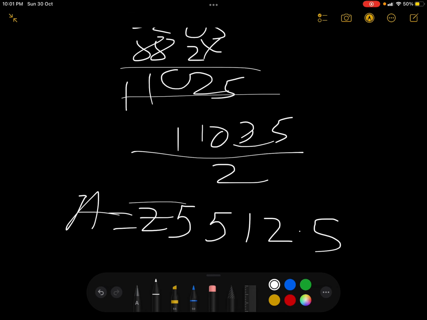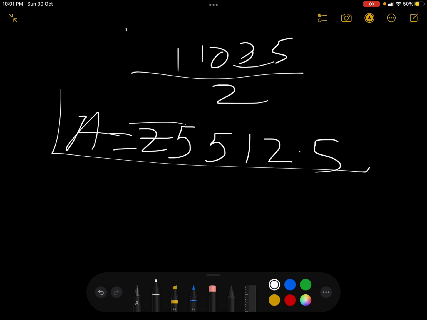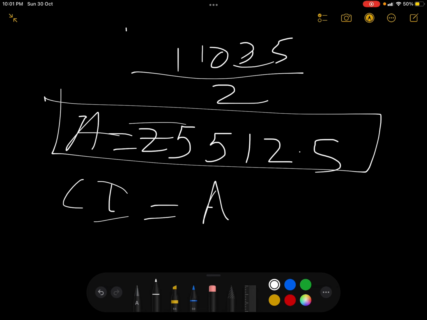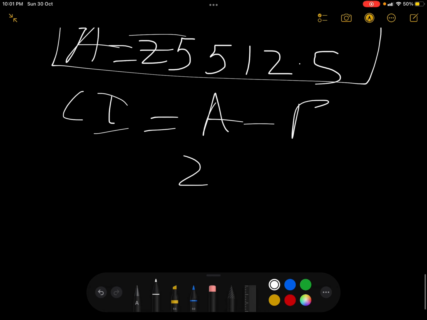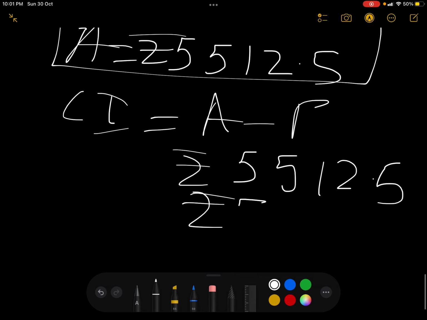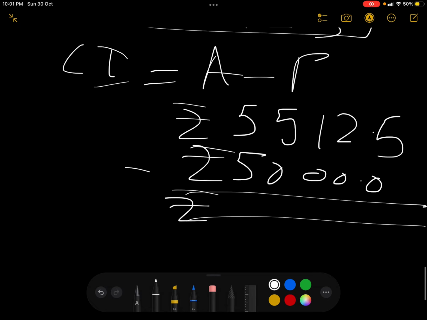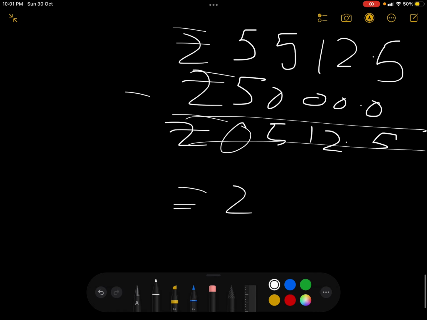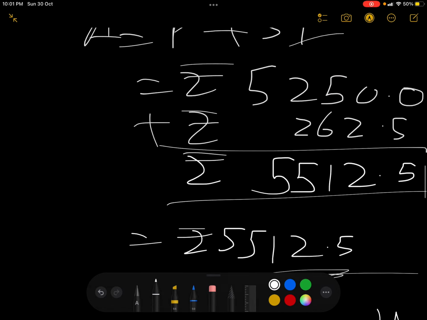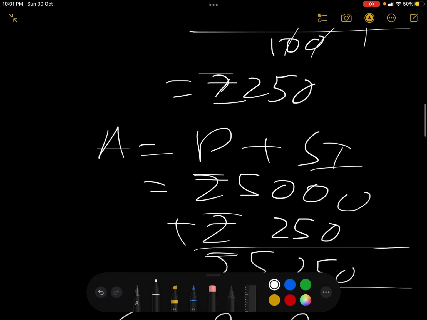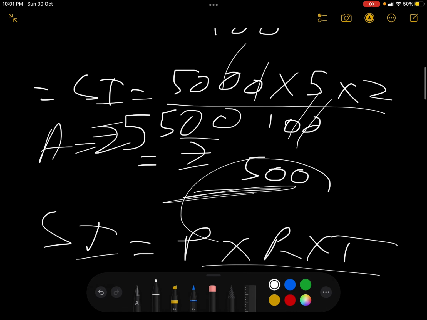So as you can see, we can calculate the amount from here. Now when you calculate the compound interest, it will be amount minus principal. So the amount is 5512.5. You will subtract rupees 5,000 from it, and it will become rupees 512.5. So this will be your compound interest, whereas your simple interest was just rupees 500, I think. Yes, it was just rupees 500.